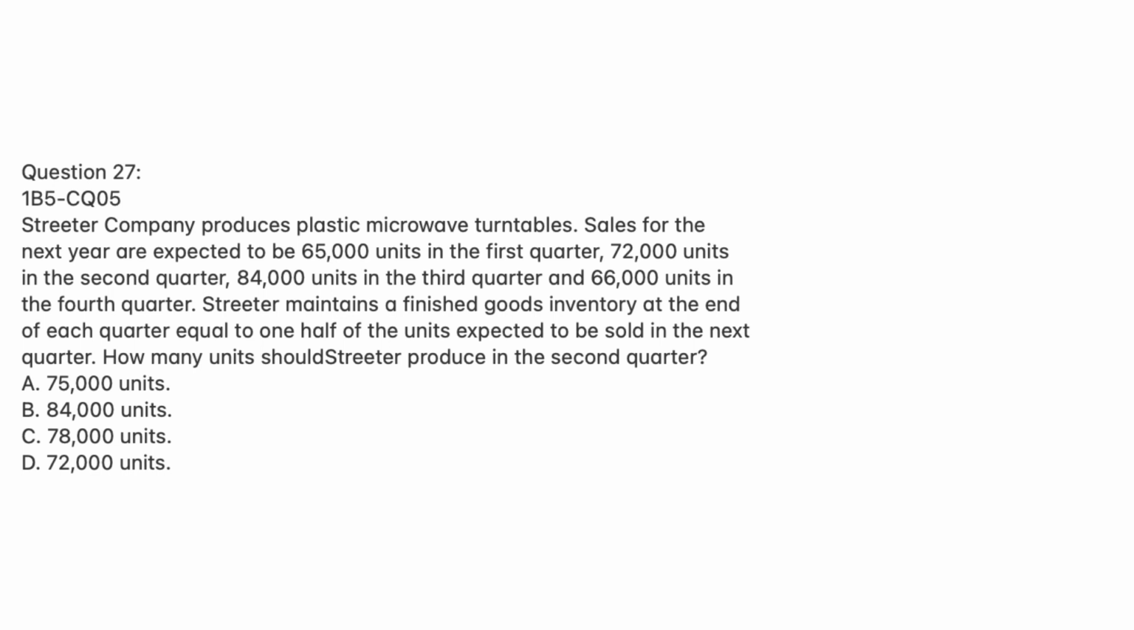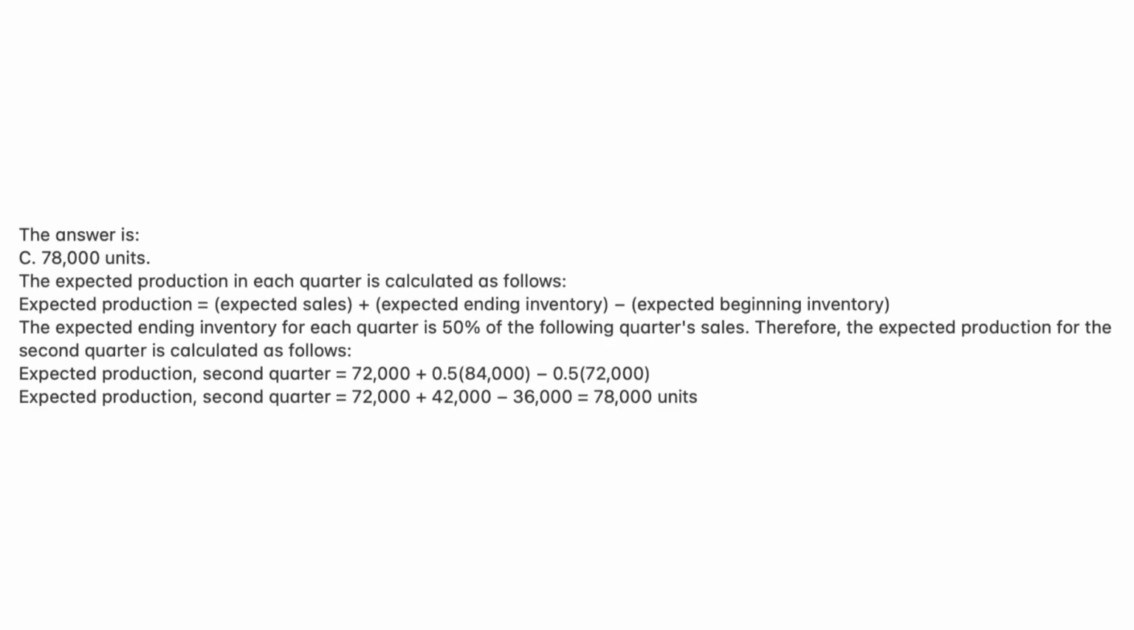How many units should Streeter produce in the second quarter? A. 75,000 units. B. 84,000 units. C. 78,000 units. D. 72,000 units. The answer is C. 78,000 units.